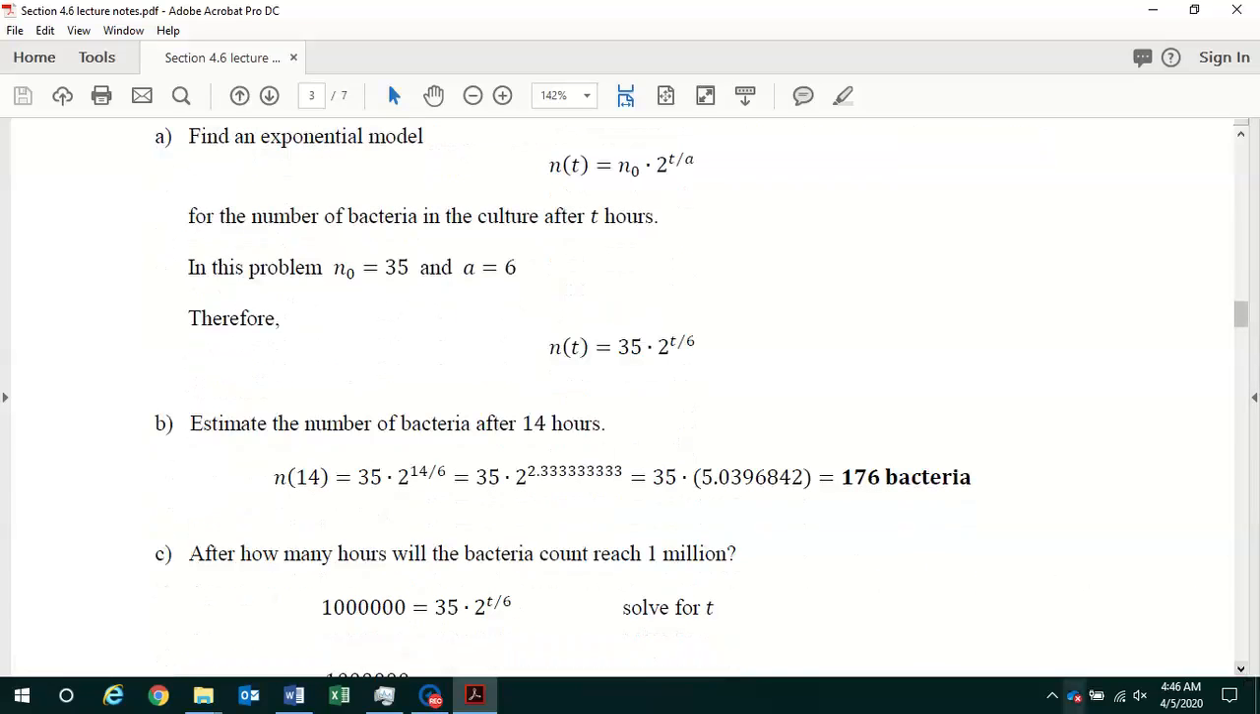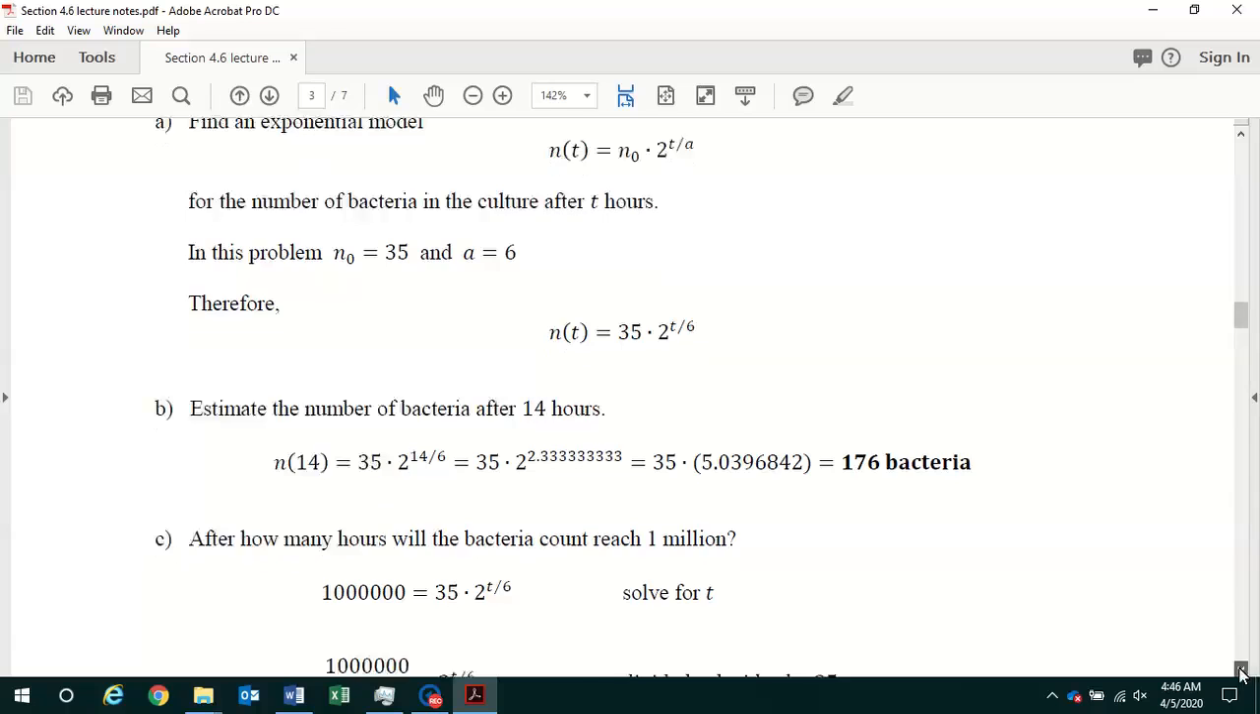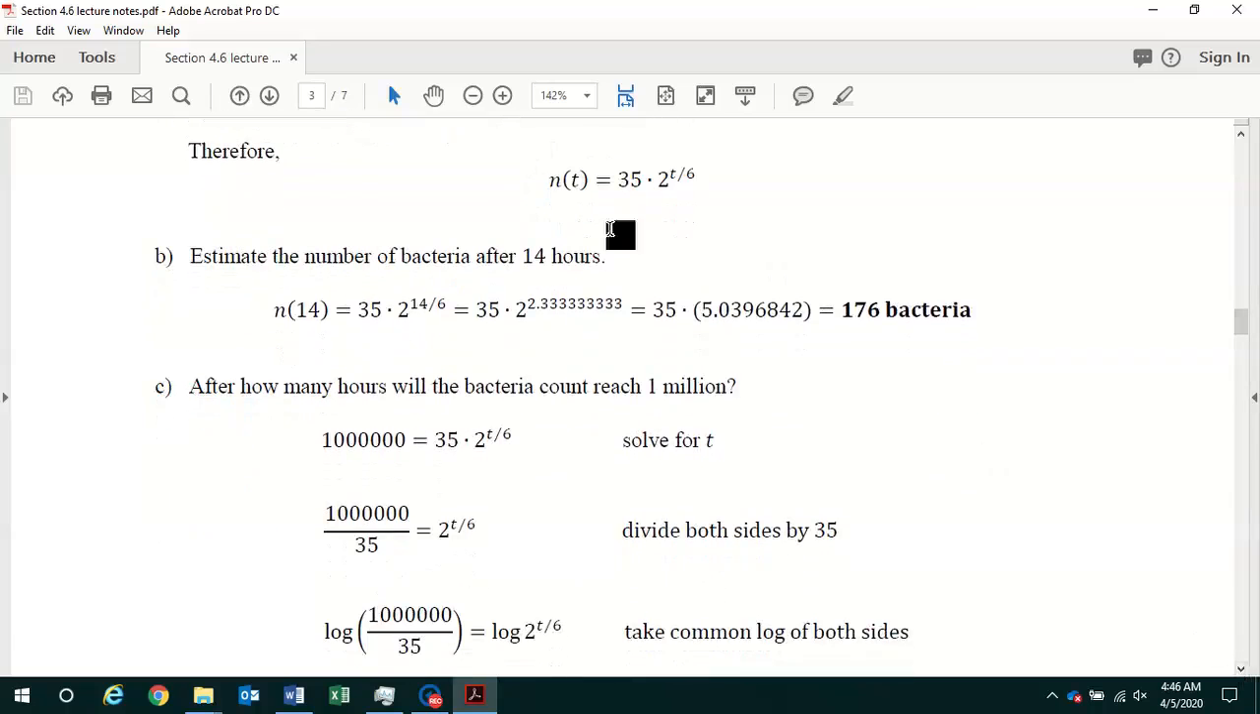In part C, you're asked, after how many hours will the bacteria count reach 1 million? Well, here's our model up here, right? And so we're asking, okay, if n of t is equal to 1 million, how long, right, what's the value of t? So we're asking how many hours before we have 1 million bacteria. So we replace n of t with 1 million. Now we're going to solve for t. So first thing, you isolate the exponential. What undoes multiplication? Division. So we divide both sides by 35, and we have 1 million over 35 is equal to 2 to the t over 6 power.